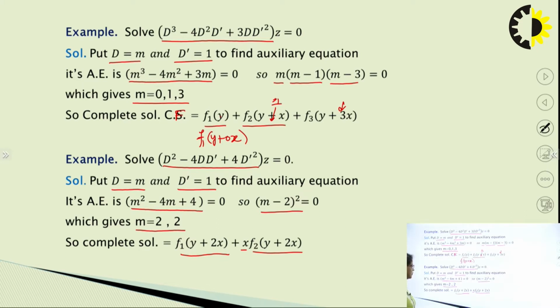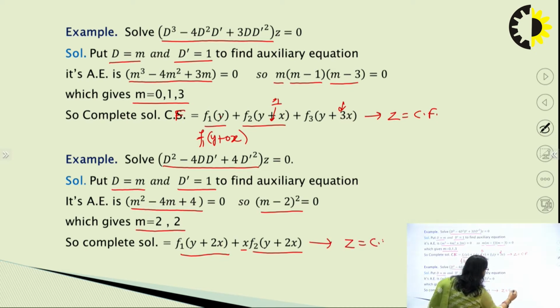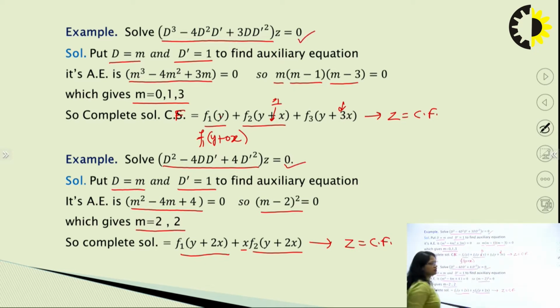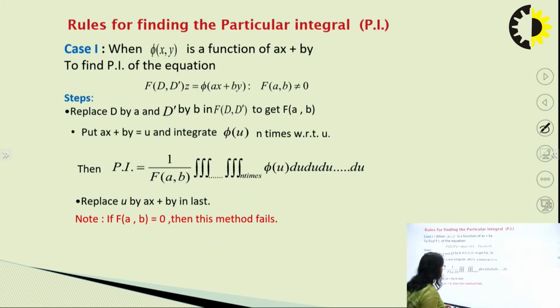If we have the right hand side 0, then only we can write CF as the complete solution. So in the above case, my complete solution will be the value of z also. So z will be equal to CF in this case, and in the second example also I will have z equal to the complementary function, since the right hand side of this equation is 0 and here also it is 0. But suppose this is not 0, in that case we need to actually find out the contribution of the right hand side function as well. So how will we proceed for that?